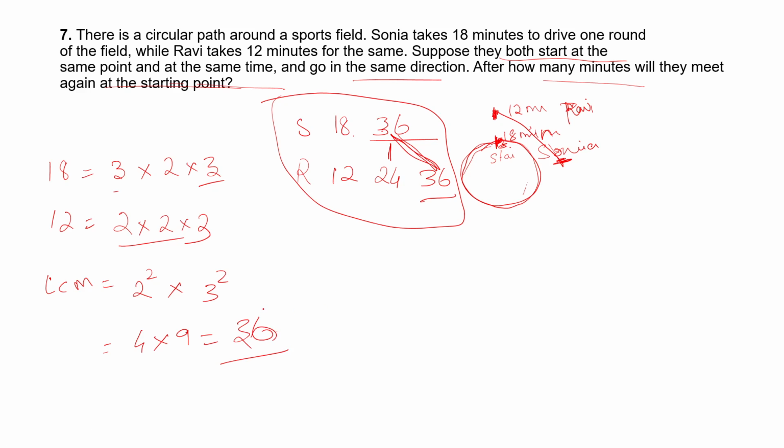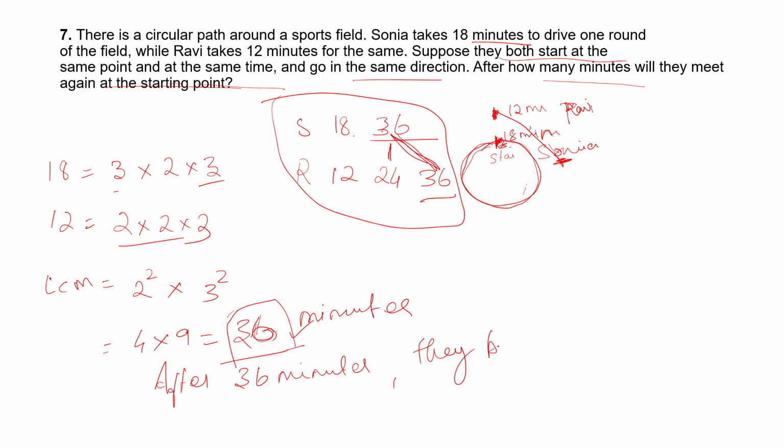When we are studying, our professors ask whether it is a donkey or monkey if there is no unit. So without a unit there is no meaning here. You have to see the sum. They take 18 minutes, so this is 36 minutes. You have to complete the question as: after 36 minutes, they both will meet at the starting point.